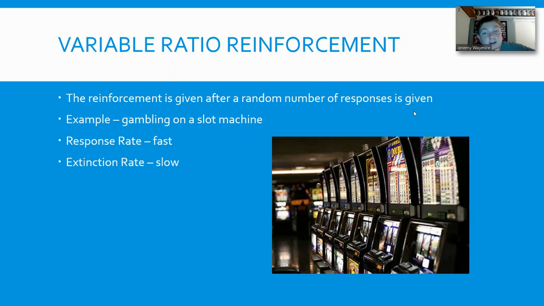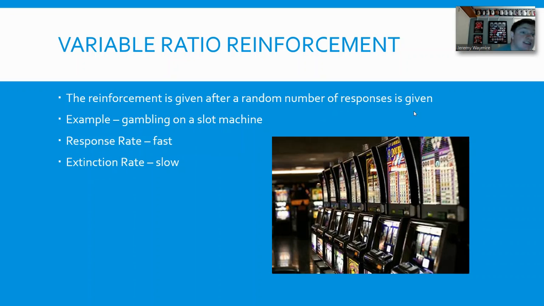Next, we have variable ratio reinforcement. This is reinforcement given after a random number of responses. So with fixed ratio, we had once again the fixed ratio. The key difference here is fixed and variable. So for the fixed ratio, it was 5 to 1. For this variable ratio, it's random. So no one knows. It could be after one response. It could be after 200 responses.